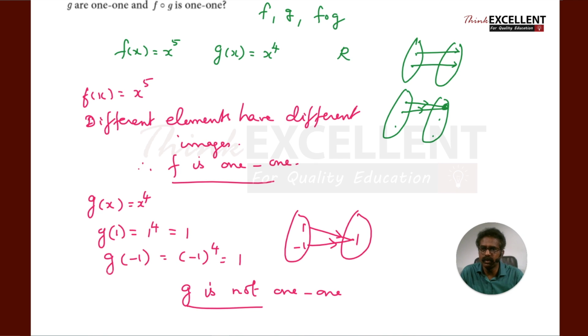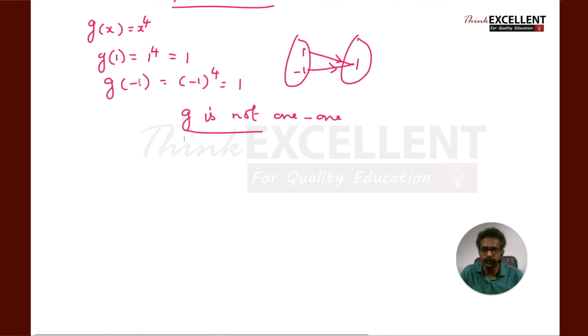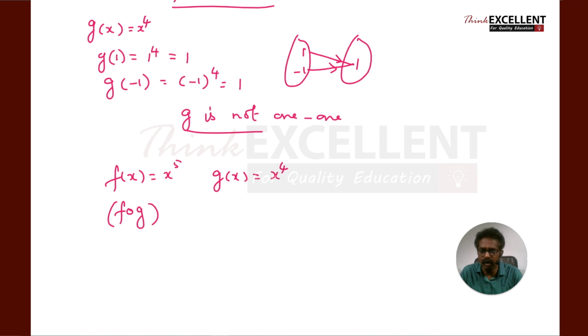So next, what they asked us to find is f composition g. We have to find whether f composition g is 1 to 1 or not. So we find f composition g. See, what is f of x? f of x is x raised to 5. g of x is x raised to 4. So what do we have to calculate now? We have to find f composition g of x. How can you find f compose g of x? f of g of x, right? You can write it as f of g of x.